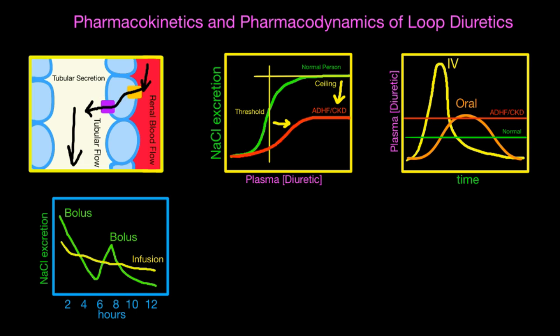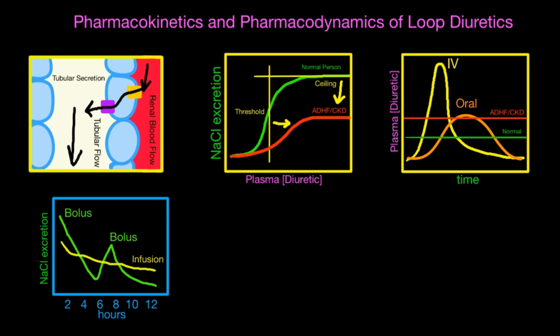So I wish I could say that this is always easy, and so now it's time to introduce some things that are going to make your life more difficult when treating a patient with fluid overload. So we're back to looking at the pharmacokinetics and pharmacodynamics of loop diuretics, and look at this graph here. So on the y-axis we have sodium chloride excretion, and then at the bottom we have time in terms of hours.